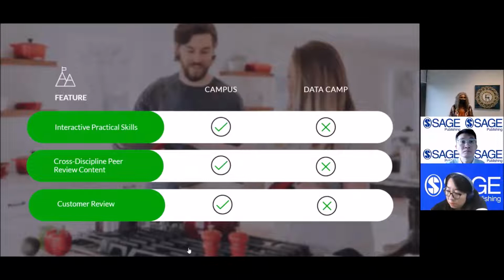So customers found SAGE Campus was easy to use. It creates much more robust activity and excitement, unlike DataCamp.